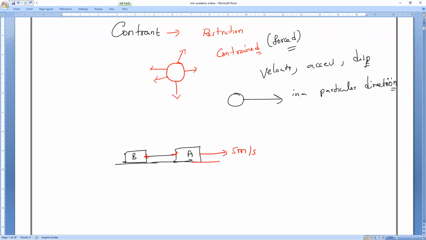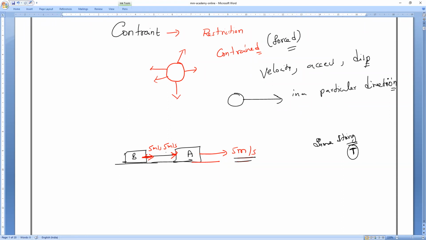Now you tell me, if this block is pulled with 5 meters per second, then this block is also pulled with how many meters per second, everybody? Same 5 meters per second. Am I right or wrong? Same string means the string will never be stretched or extended. Same string means something is same. Can you remember what it is? String is same means tension is same.